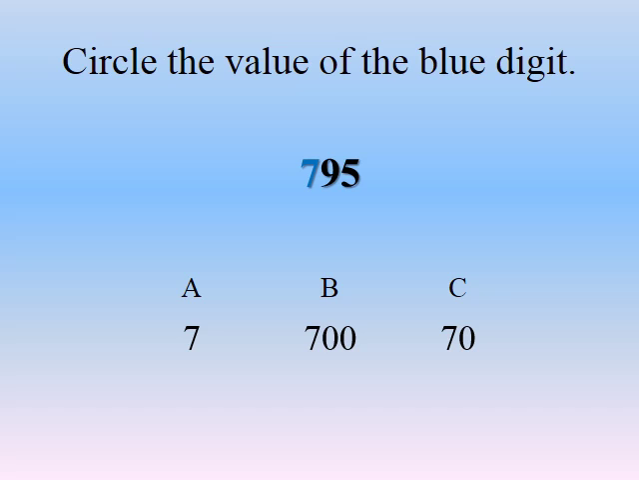Okay, hopefully you've paused it, you've found out the answer, and you've written your answer. Okay, I'm going to write an H for hundreds, a T for tens, and an O for ones. I see that the blue digit is the 7 in the hundreds place. So I know that the answer is going to be 700.